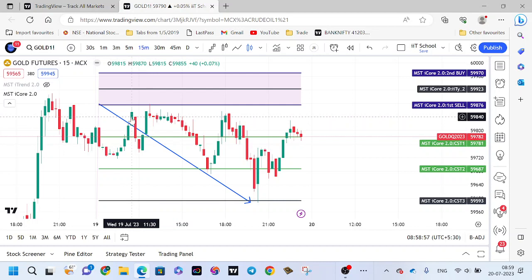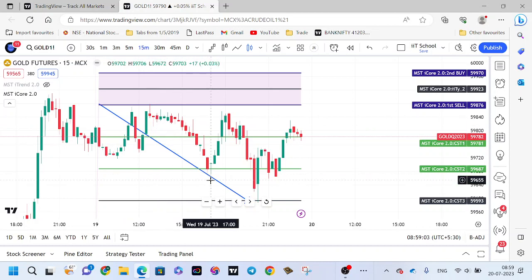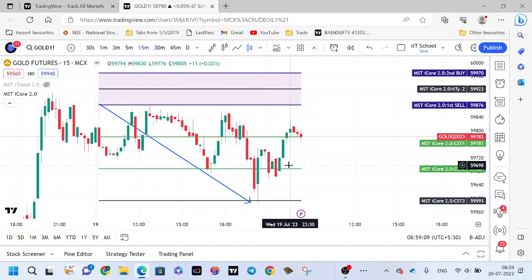Here we got one R3C pattern. Here we got one R3C pattern. Here also we got one R3C buy entry pattern. Here also we got one R3C buy entry pattern. Here also we have got an R3C sell entry pattern. And here we have got an R3C sell entry pattern. So many opportunities you will get when you are practicing this R3C.